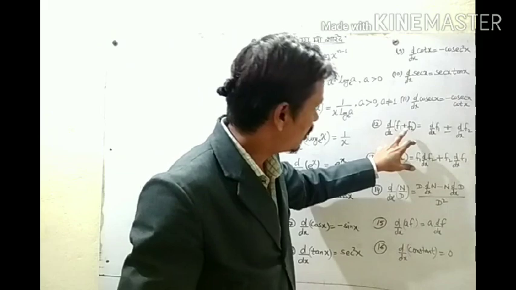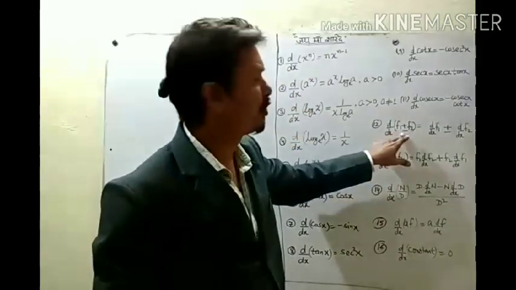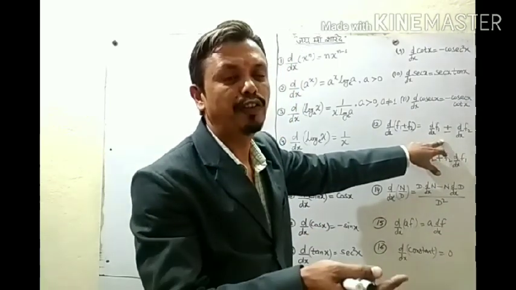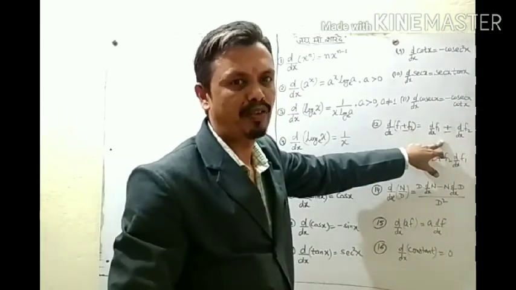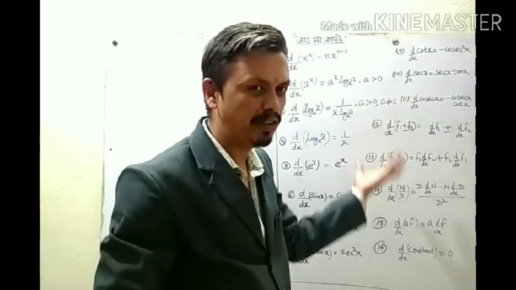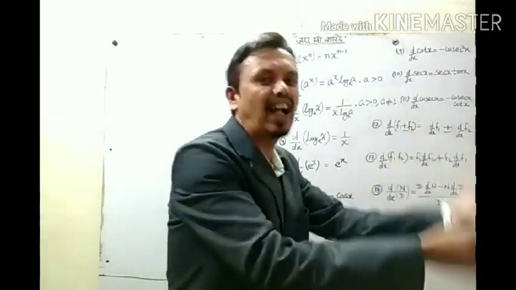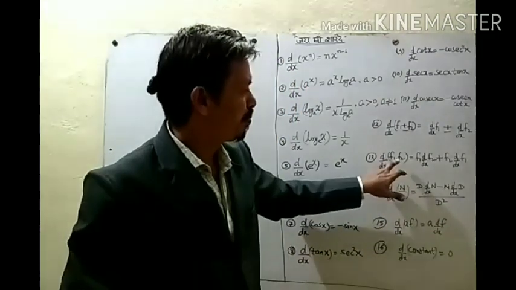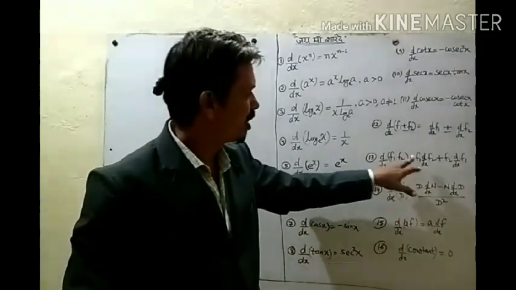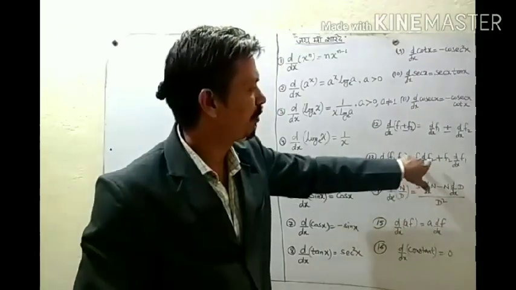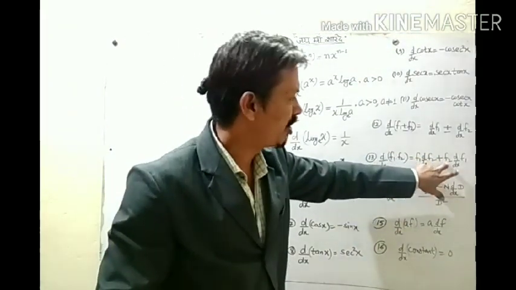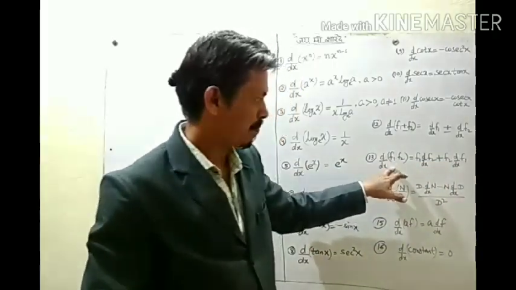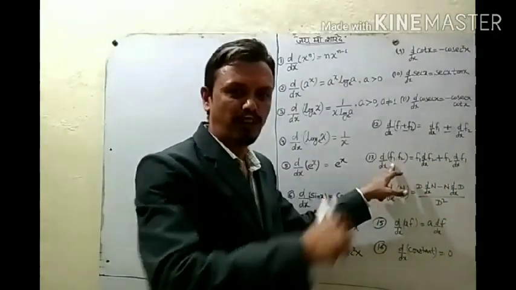Then derivative of sum or difference of two or more functions will be the sum or difference of their derivatives. We add two functions, then find the derivative, or first find their derivatives and then add. Result will be the same. Then derivative of product of two functions is equal to first function into derivative of second function plus second function into derivative of first function. This is known as the product rule.